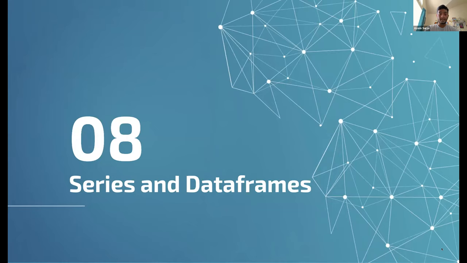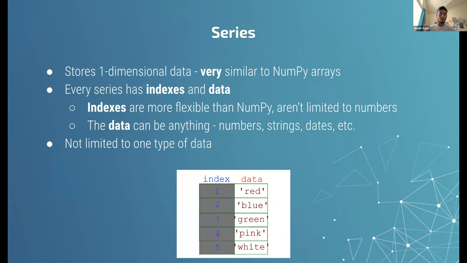Let's talk about pandas series and pandas data frames. Pandas series are comparable to NumPy arrays, but series can be indexed by labels like A, B, C, etc. It stores one-dimensional data and is very similar to NumPy arrays. Every series has indexes and data, and the data can be anything. It's not limited to one type of data.